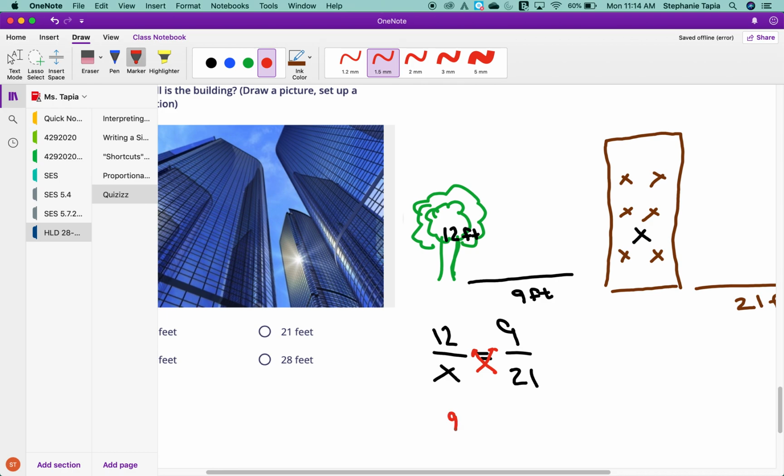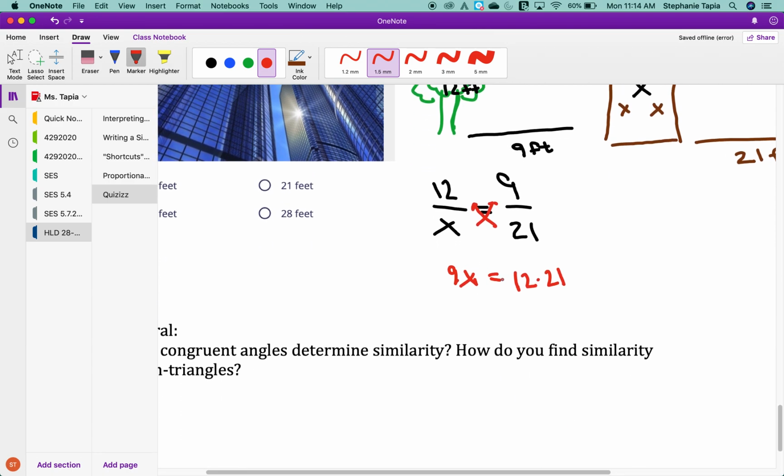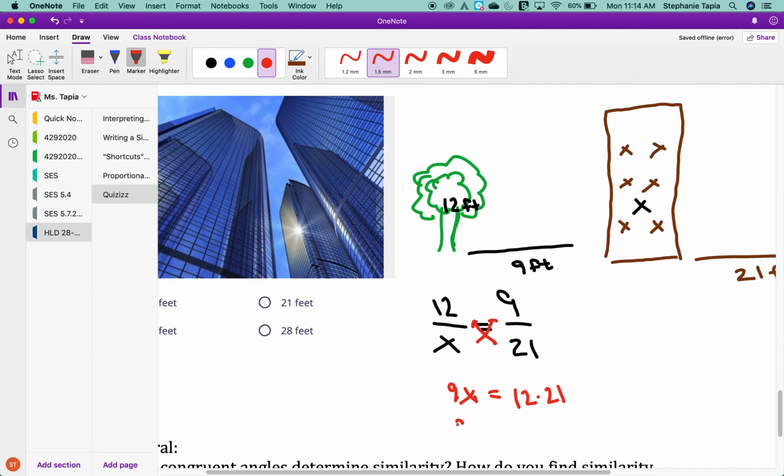9x is equal to 12 times 21. So 12 times 21 gives me 252. So 9x is equal to 252. I divide by 9 on both sides, and x is equal to 28, which means that my building here measures 28 feet, which is what they were saying here.